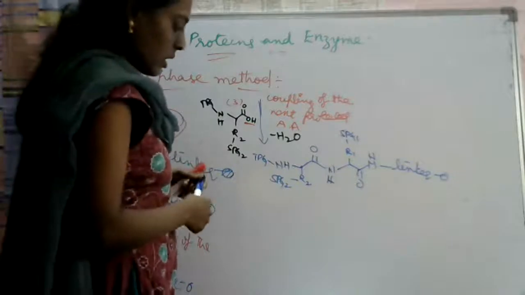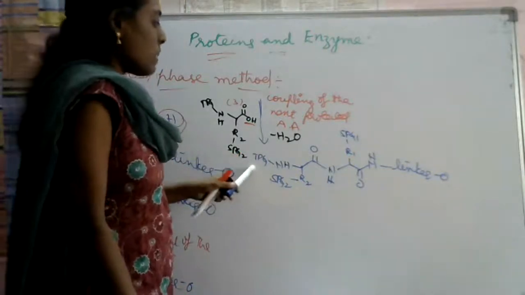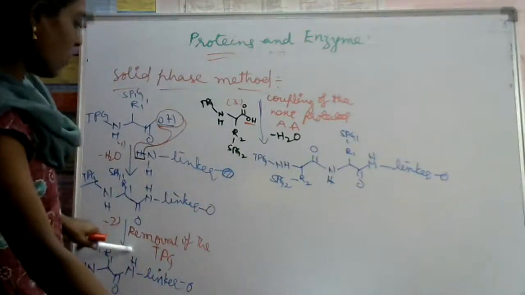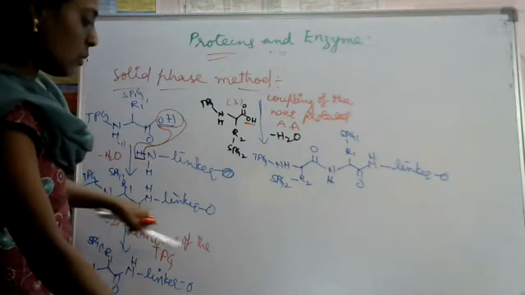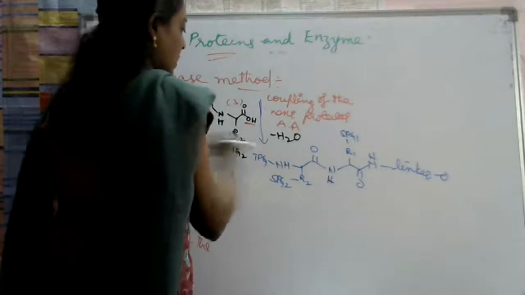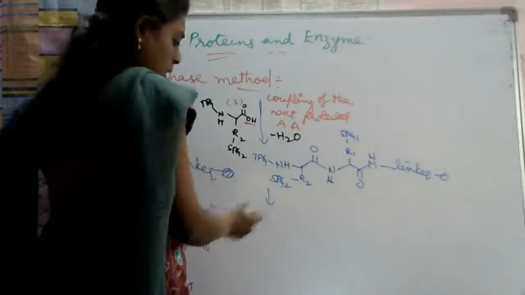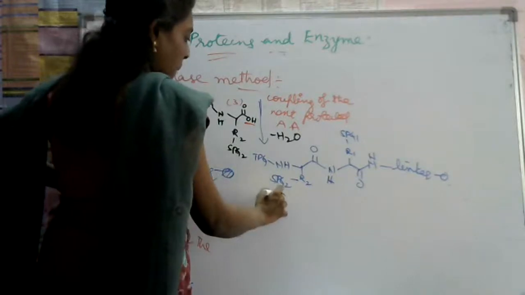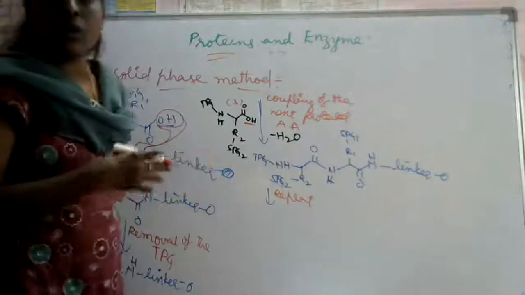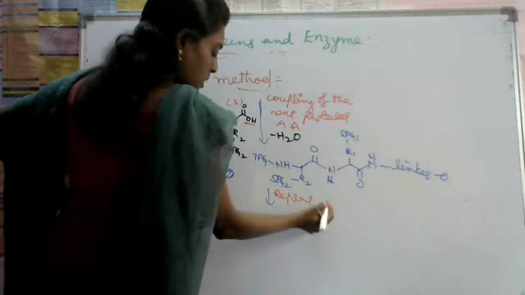Next, repeat the protection and deprotection. What do we have to do? We have to remove this temporary protecting group. So we have to do the second step, removal of the TPG. Removal of the TPG means repeat deprotection. First we have to protect and then we have to deprotect. Repeat deprotection.